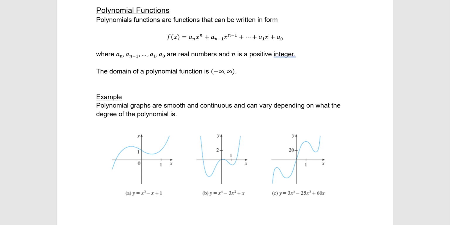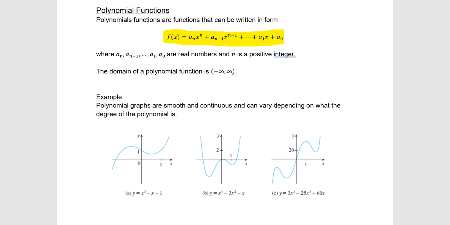Okay, next one, polynomial functions. So in general, polynomial functions, we just did linear and quadratic. Those are first and second degree polynomial functions. Now polynomials in general, this is what the generic version of a polynomial function looks like: a sub n, x to the n, plus a sub n minus 1, x to the n minus 1, all the way down to plus a sub 1 x plus a sub 0.